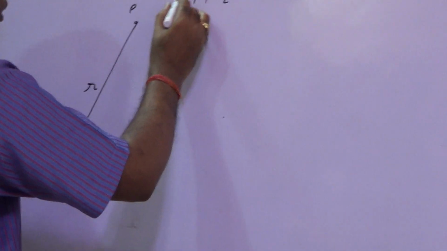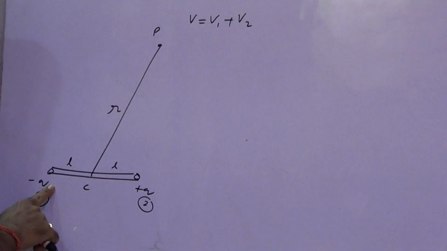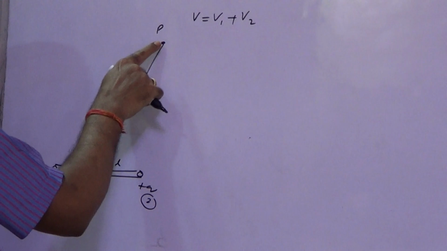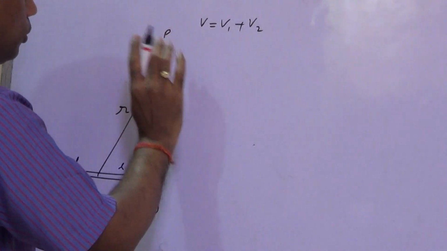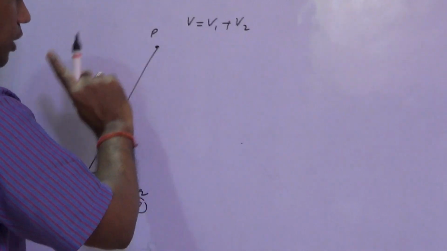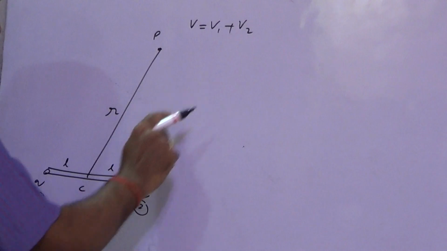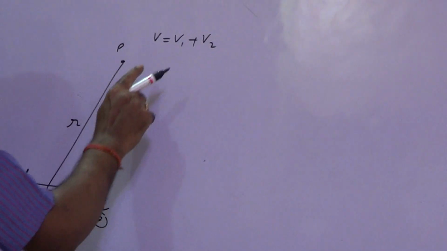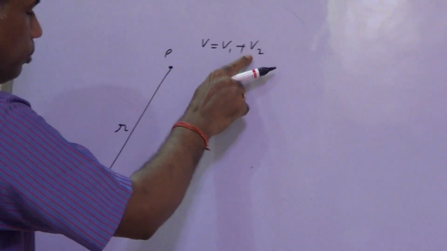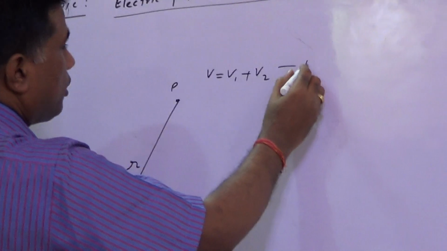So total potential at this point P will be the sum of potential due to charge 1 and potential due to charge 2. So V equals V1 plus V2. Listen once more. V1 is the potential due to charge 1, which is minus q, and V2 is the potential due to charge 2, which is plus q. Potential is a scalar quantity, so both potentials will be summed algebraically. Suppose this is equation number 1.